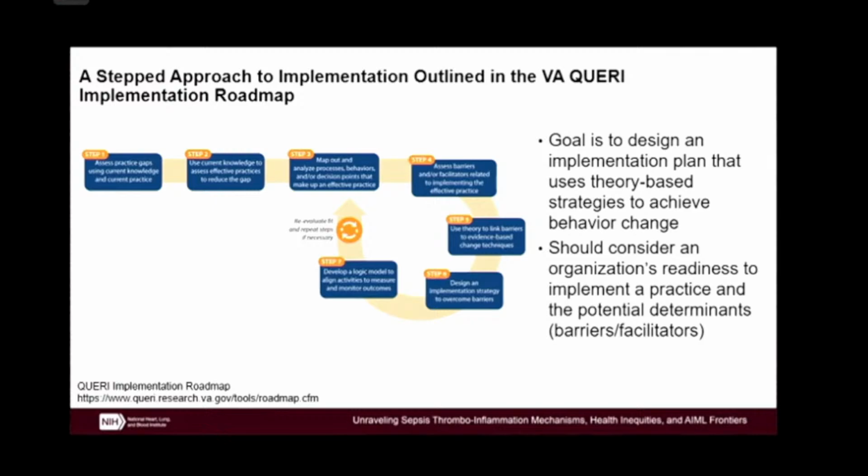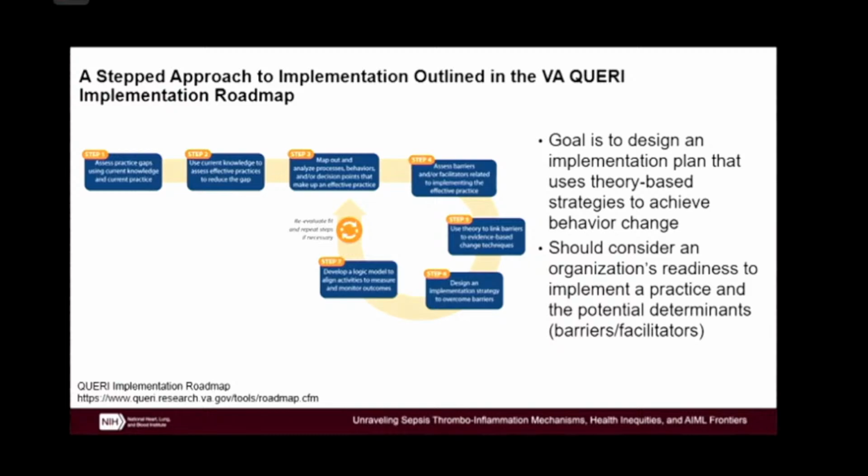Like I just mentioned, within this pre-implementation phase, we're doing things to plan for implementation. What you see here is a stepped approach to getting from a clinical problem or an observed gap to a potential solution, which is the implementation strategy. Starting on the far left, our first step is to assess practice gaps and understand where current practice sits. The graph I showed with variation in antibiotic times would be an example of this. This is where there may be a gap that we can start to address.